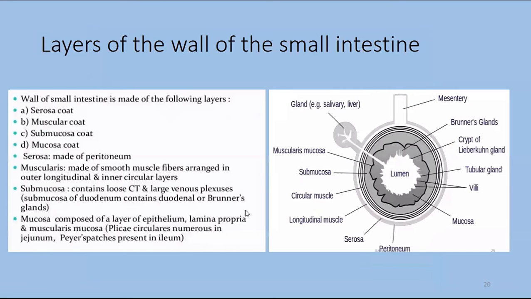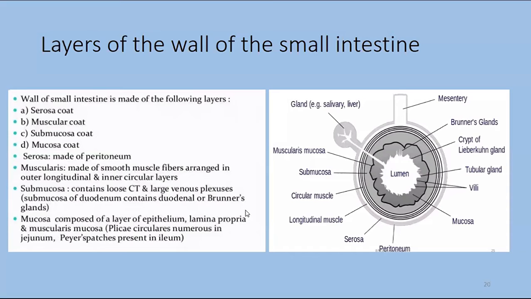Now, for the layers of the walls of the small intestine, you might have discussed this in histology. I'll just touch on it a little bit. You have the serosa, the muscular coat, the submucosa, and the mucosal coat. The serosa is actually made of peritoneum. The muscularis is made of smooth muscles arranged in outer longitudinal and inner circular layers, or OLIC. That's your mnemonic. You can use that. Outer longitudinal, inner circular layer, muscular layer.